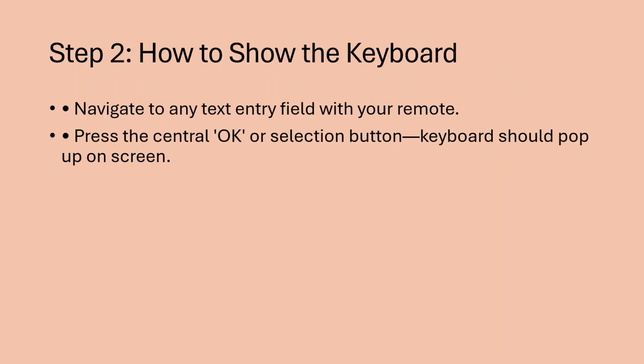Step 2. How to show the keyboard. Navigate to any text entry field with your remote. Now press the central OK or selection button. Keyboard should now pop up on the screen.